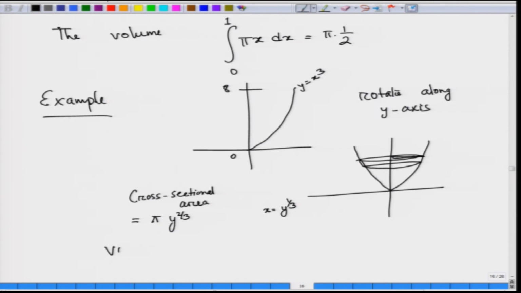So, the volume is from 0 and we are going up to 8. So, 0 to 8 pi y to the power 2 upon 3 dy. Now, if we compute that, what you are going to get is that this is basically 96 by pi.